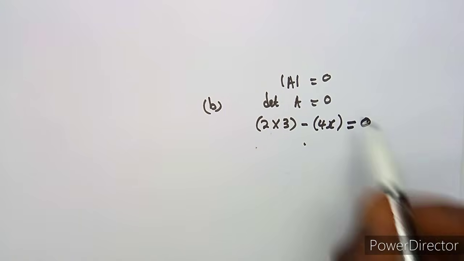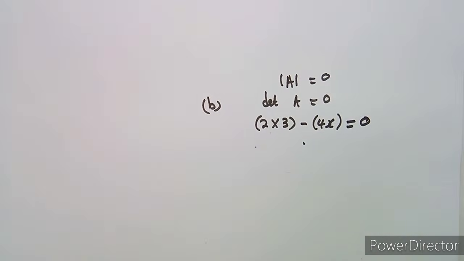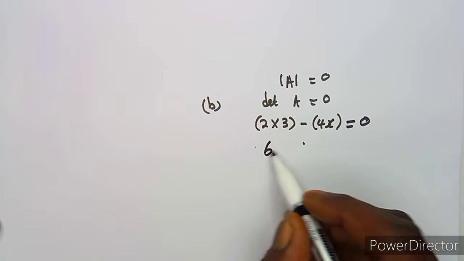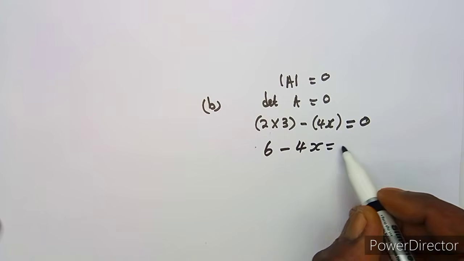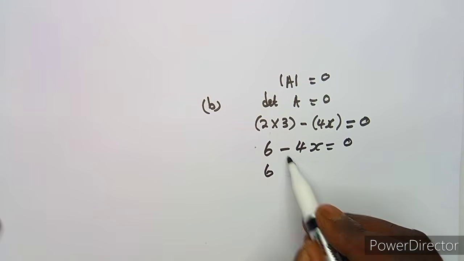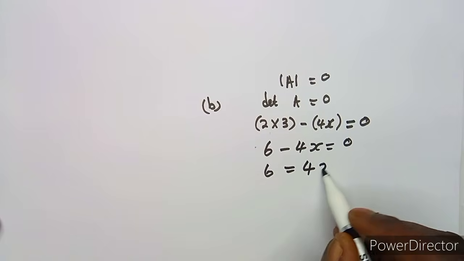We must obtain the determinant of what? Of 0 there. So we are now back to a normal equation. 6 minus 4x is equal to 0. 6 transpose minus 4x so that it can be a positive.